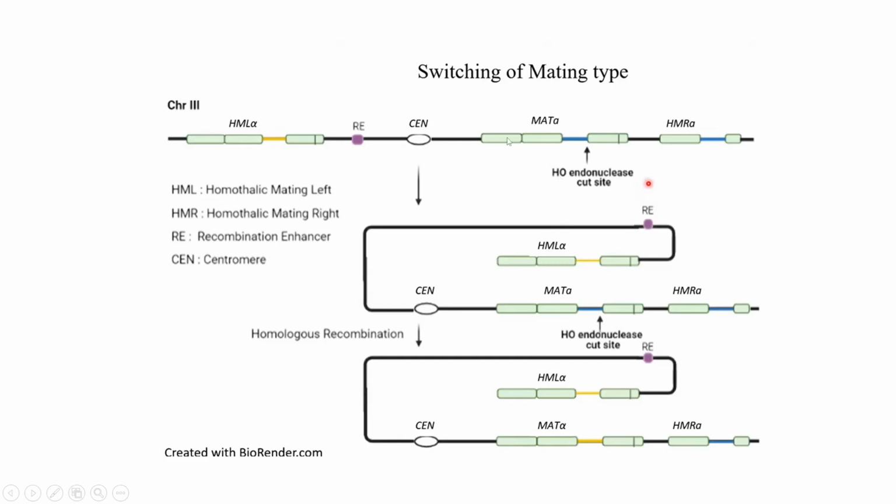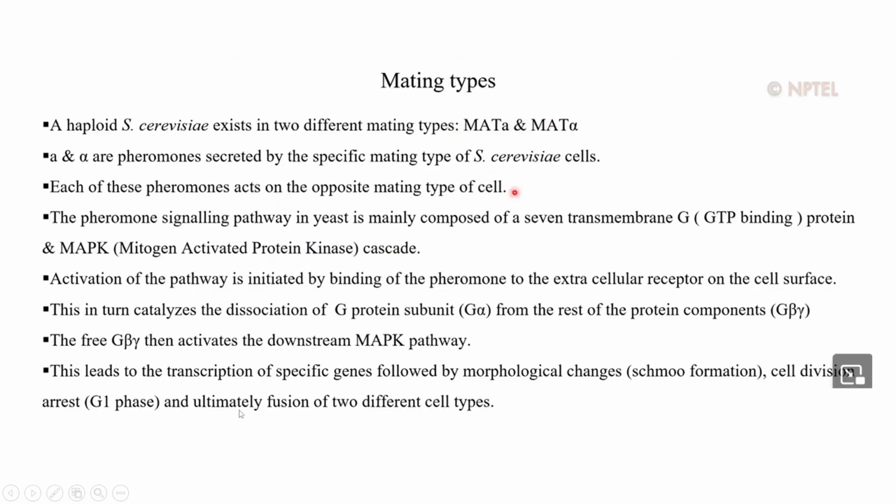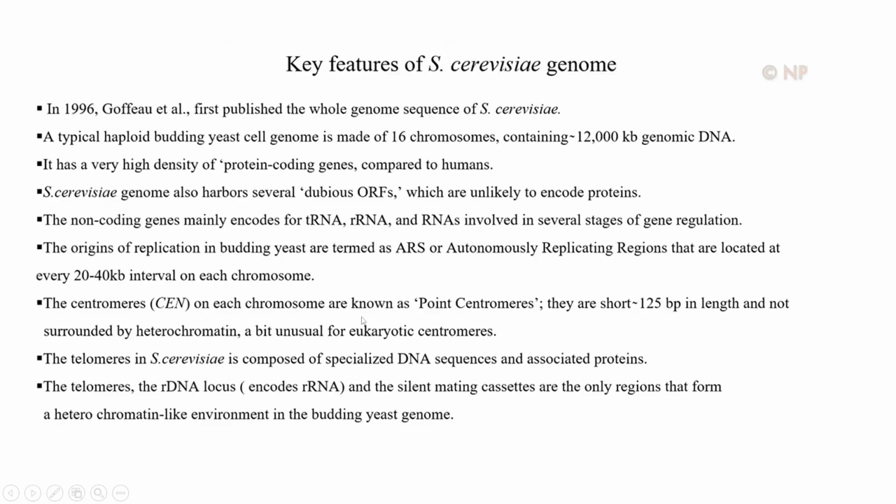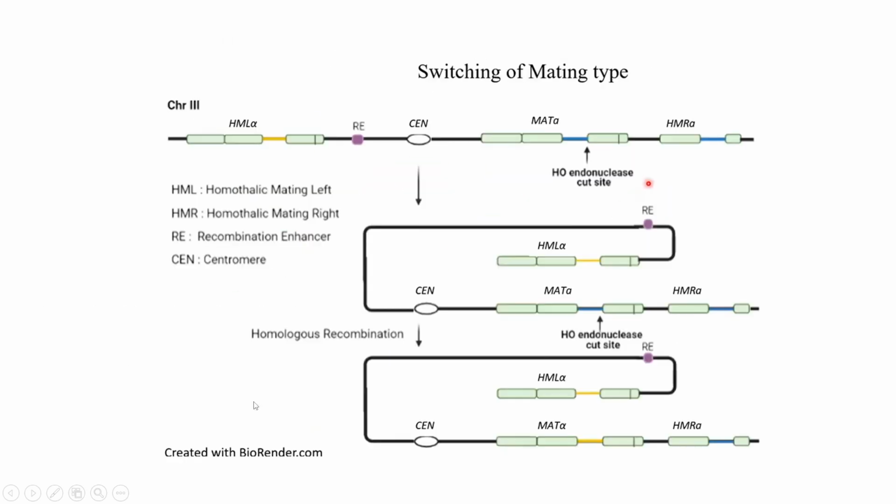So how does that occur? This is a mating cassette, as we discussed. There are three heterochromatin regions in Saccharomyces cerevisiae: first is the telomere, the rDNA locus, and the silent mating cassette. That is a heterochromatin region. The silent mating cassette is present on chromosome 3, and it contains various subunits.